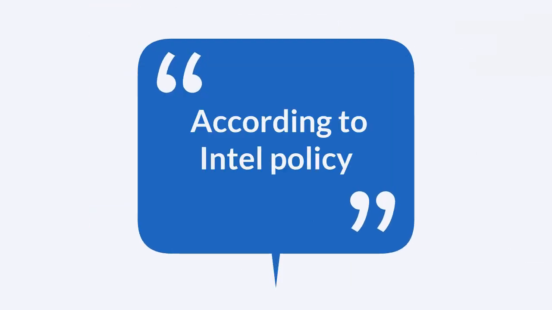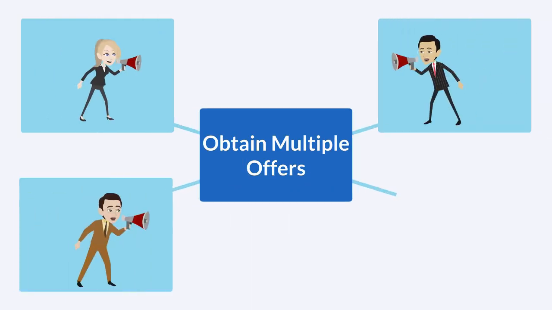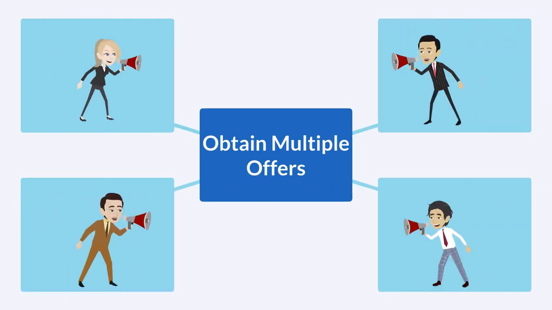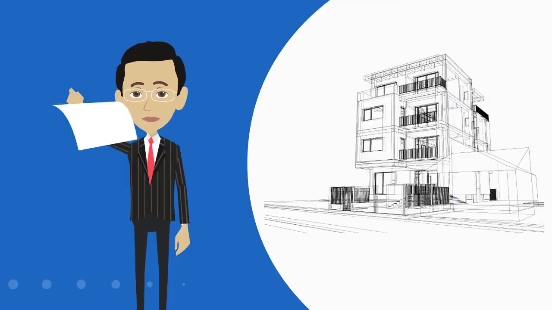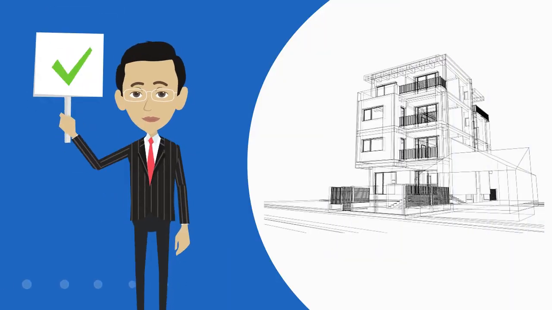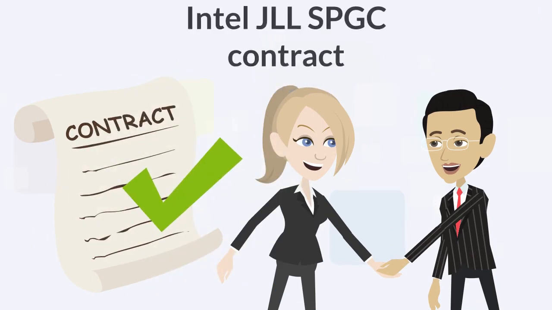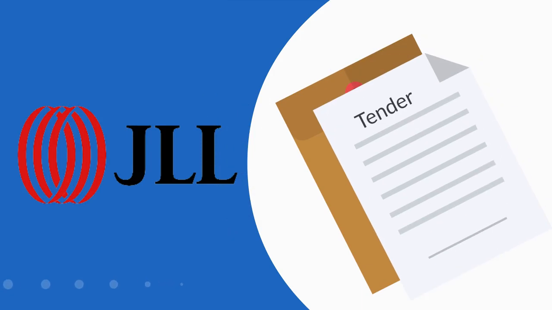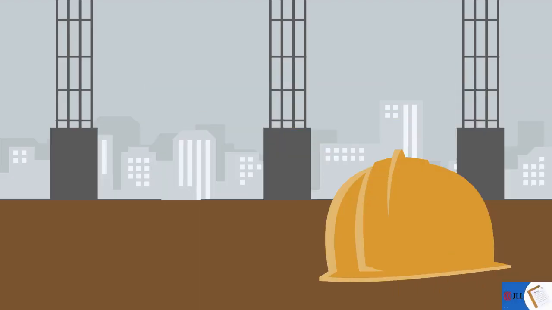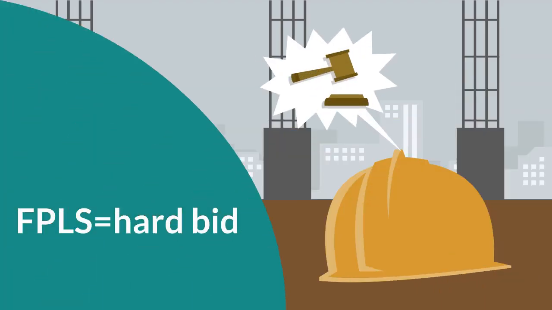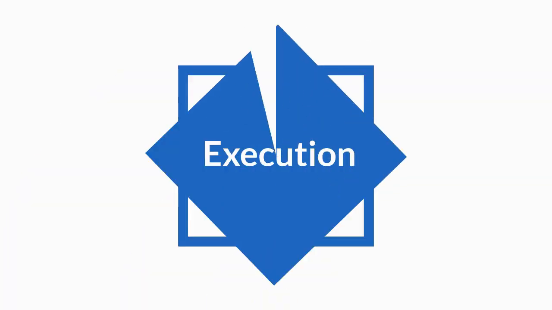According to Intel policy, it is required to obtain multiple offers from authorized vendors and choose the most valuable offer. Exceptions are possible only if strongly justified. Most of the projects are performed under Intel JLL SPGC contract, so the entire tender process is performed by JLL under strict contractual rules. The outcome of a tender is a price offer, hard bid, execution.